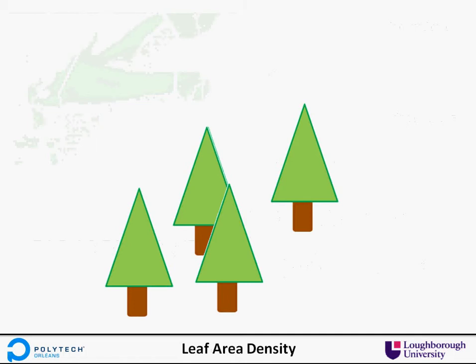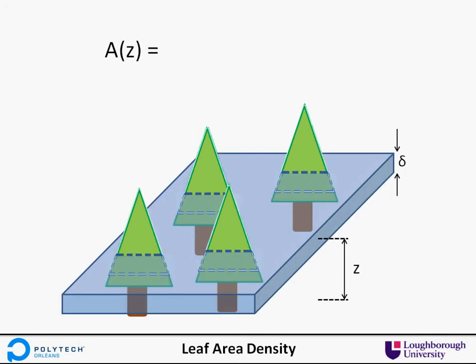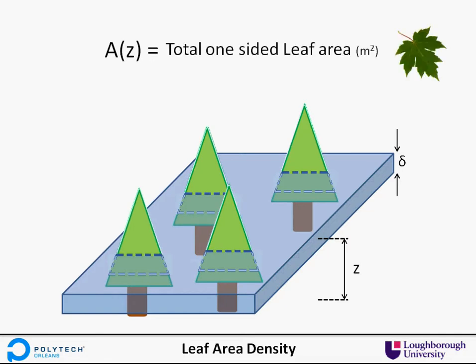So let's take this as a little forest. Let's take a horizontal cross-section through it. So we're going to calculate the leaf area density at a certain height, z. So we take a horizontal cross-section at the height z, and then the leaf area density is the total one-sided leaf area within this box. So that is the number of leaves multiplied by the area of a single face of the leaf, and that's divided by the total volume of the box. So that's meters squared divided by meters cubed, so the unit of leaf area density is per meter.